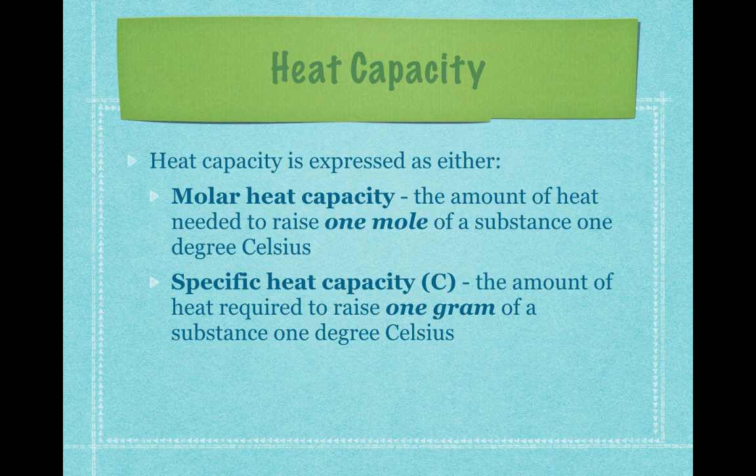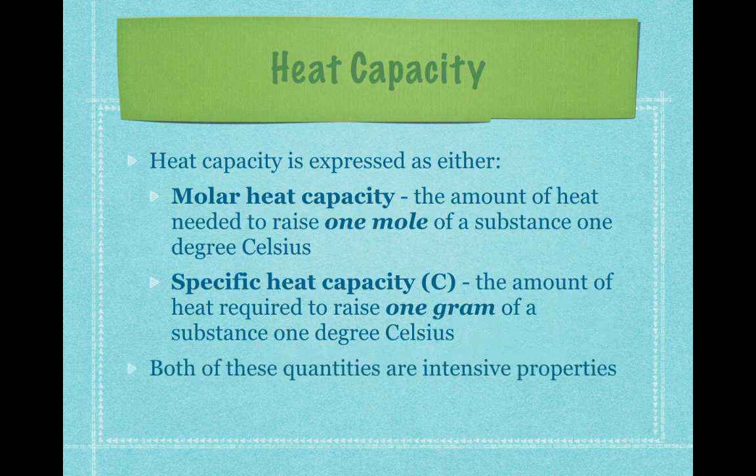I think our book uses a C with a little s for specific heat capacity, and this is the amount of heat required to raise 1 gram of a material 1 degree Celsius. Now, both of these quantities are intensive properties, meaning it doesn't matter how much material we have, the value of those two heat capacities is going to be exactly the same. And as you can imagine, since specific heat capacity is per 1 gram and molar heat capacity is per 1 mole, the relationship between those two heat capacities is nothing more than the molar mass of that material.